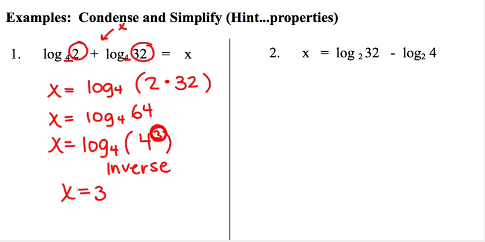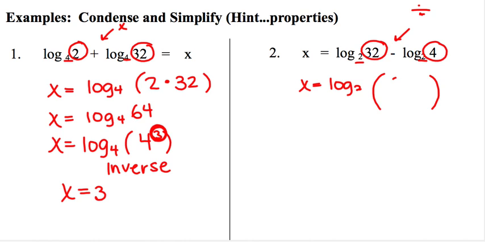All right, here's our second problem. We have a logarithm base 2, another logarithm base 2, and the operation in between them is subtraction, so you can combine them back together into one logarithm by division. So we say x equals logarithm base 2. Now we're going to divide 32 and 4. All right. So we've condensed them back into one logarithm. Now we're going to take 32 and divide it by 4, and we get 8.